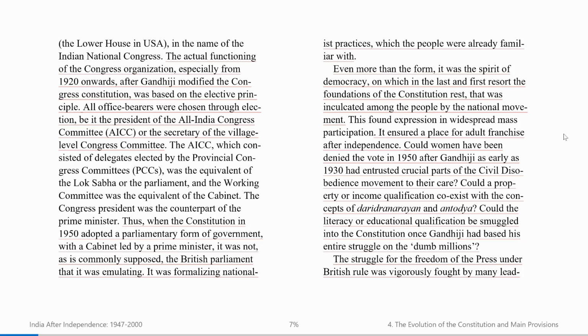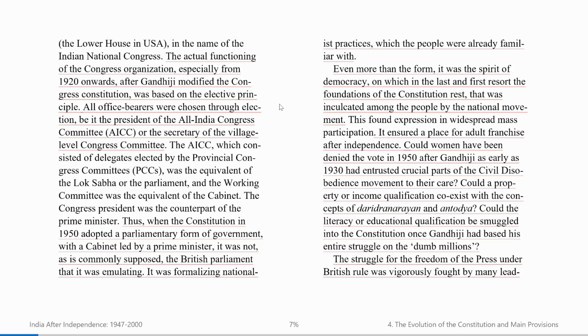They were all elected. Now, once they were all elected, it typically became that the Congress president was the counterpart of the prime minister. And the working committee of the Congress was equivalent to the cabinet. So as we were saying, the office bearers of the Congress were seen to be MPs, MLAs, and in case you were in the working committee, you were seen as the equivalent of the cabinet. So when the Constitution of India was adopted in 1950, we adopted a parliamentary form of government led by a cabinet, and led by the prime minister.